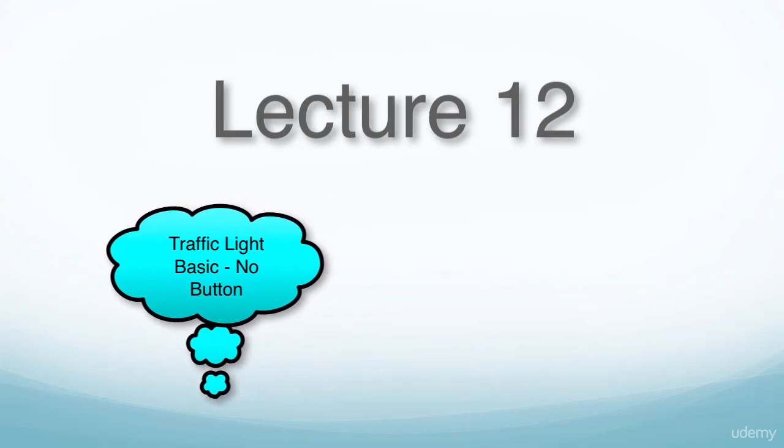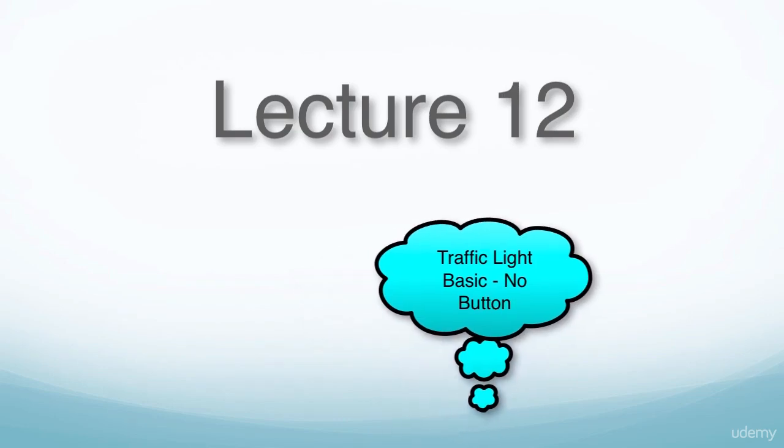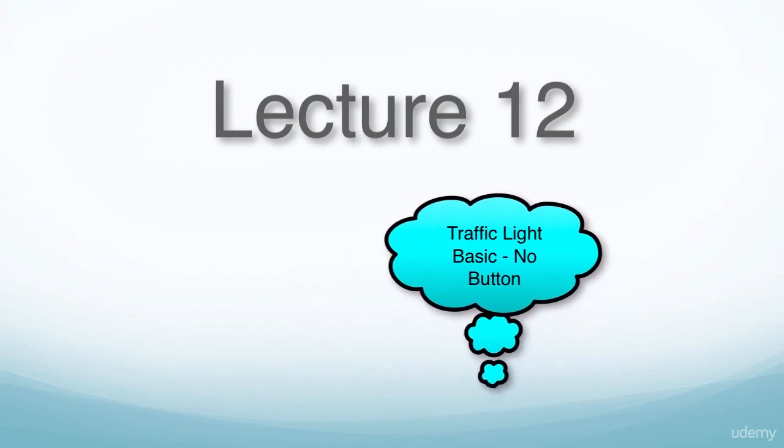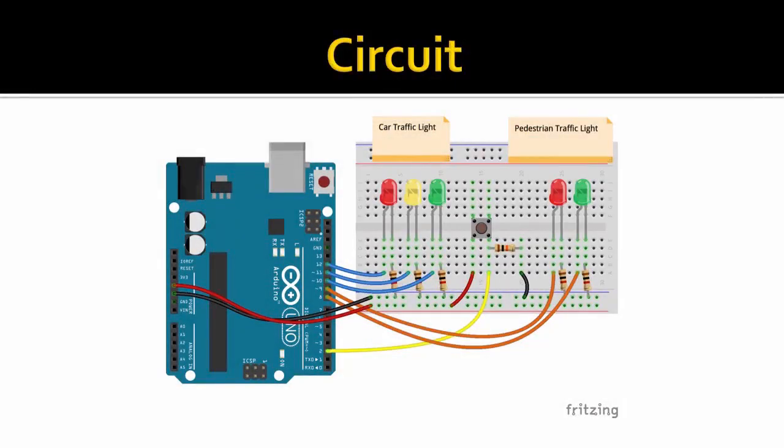Now that we know how to use a push button, we're ready to start building our traffic light project. Let's take a step back for a second and build our traffic light without the button. This is the circuit we're going to use. We need 5 LEDs, 2 red, 2 green, 1 yellow, 5 1K resistors, a push button, and a 10K resistor.